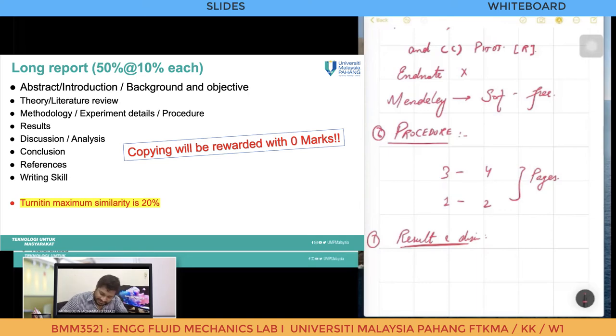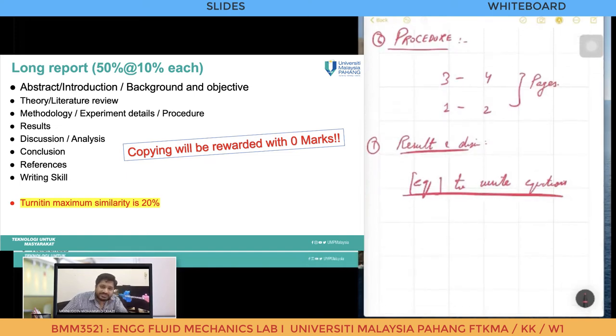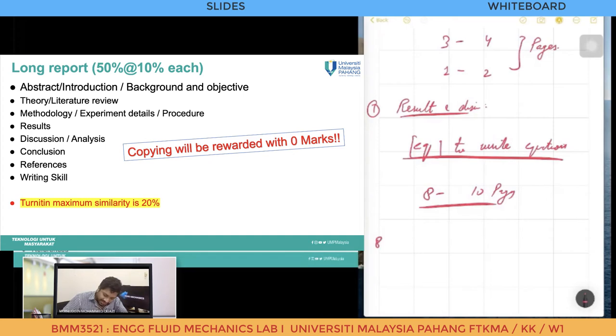Use Word-style equations to write equations, okay? You have to use Word equations to write equations. Show calculations clearly, make clear and crisp graphs, okay? Something like that. It depends how long the experiment is. Maybe the result is 8 pages or maybe 10 pages long. It depends, okay? And then number 8 is conclusion.